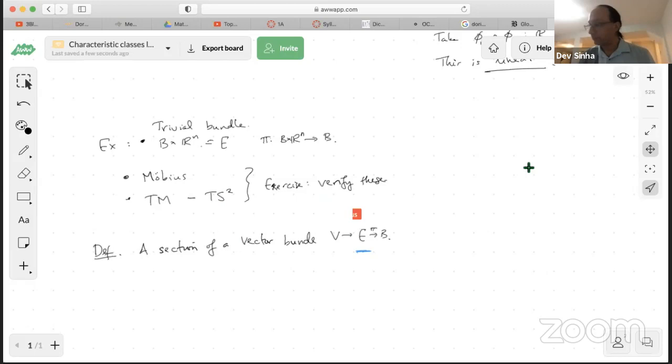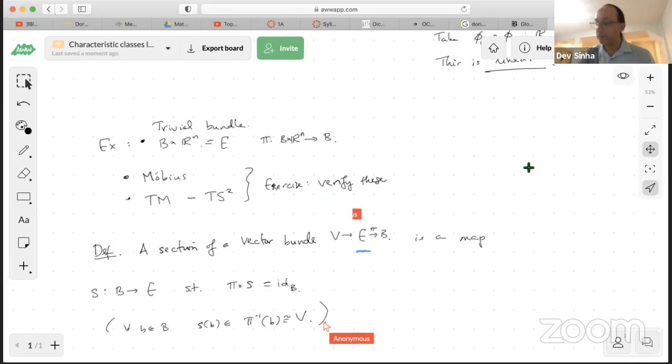So if I've got a vector bundle, then a section is just a map, a priori discontinuous, but sometimes if we're doing differential geometry, it's smooth. S, and that's going to go from B to E, so that applying S and then pi is the identity on B. So for every point b in B, S of b is in the preimage of b, which is a copy of V.